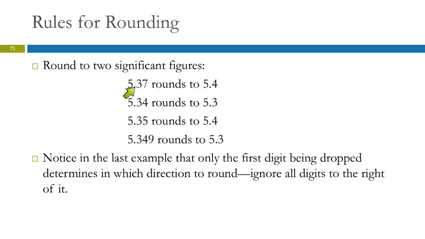Quick practice in rounding. 5.37, we're rounding to 2 significant figures. So we're going to keep this. The digit we're getting rid of, the 7, is 5 or greater, and so we're going to round up to 5.4. 5.43, the next digit is smaller than 5, so we round down. This is 5.3. 5.35, 5 or greater rounds up.